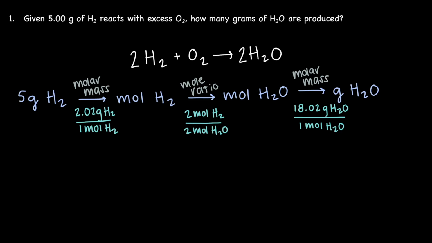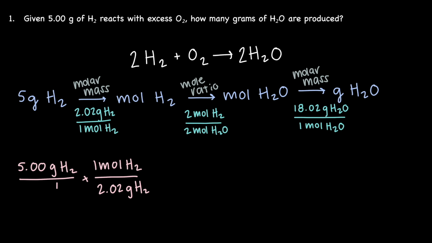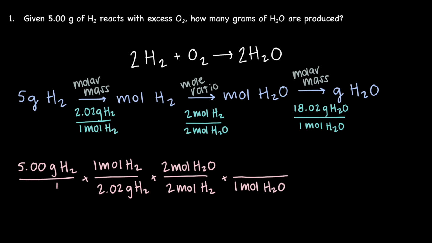We start with 5 grams of H₂ over 1. In the next fraction, we put 2.02 grams of H₂ on the bottom and 1 mole of H₂ on the top. In the next fraction, we put 2 moles of H₂ on the bottom and 2 moles of H₂O on the top. In the next fraction, we put 1 mole of H₂O on the bottom and 18.02 grams of H₂O on the top. We make sure all units cancel out.